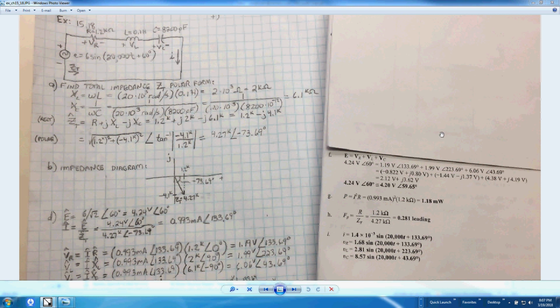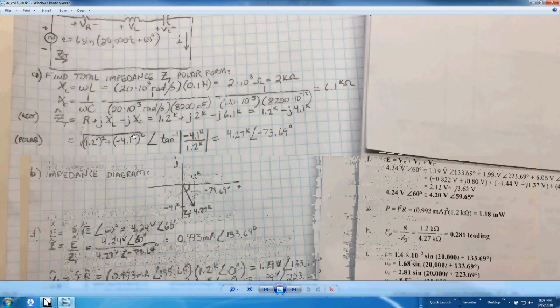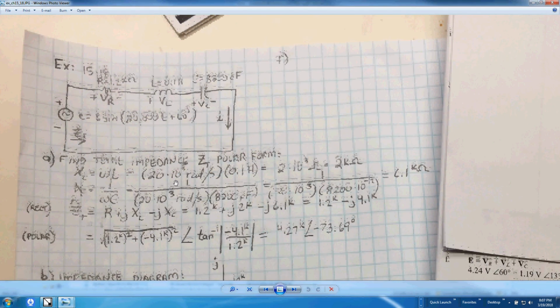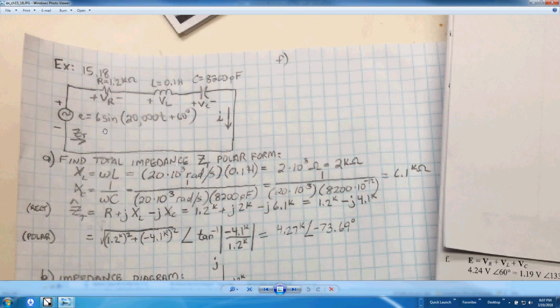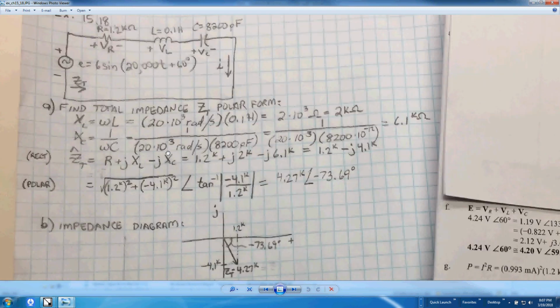This is problem 15.18. It's showing a series circuit with a sinusoid voltage that's given and resistance 1.2K, inductance 0.1 henries, capacitance 8200 picofarads, and it wants you to find the current and the voltage across each element, just like the other problems.